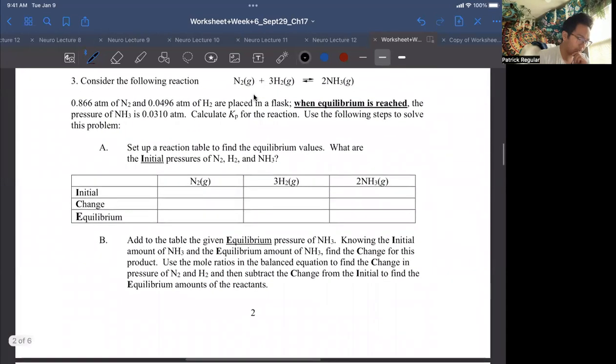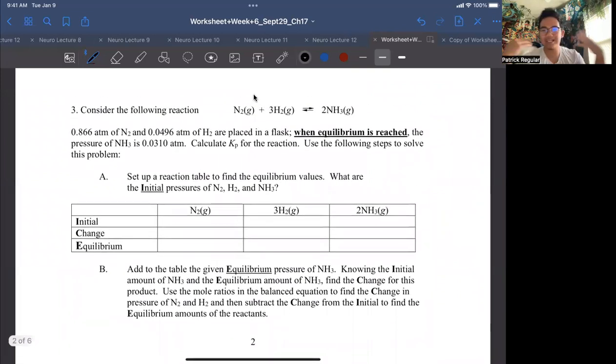All right. Number 3, we will deal with ICE boxes. It's a lot of fun. You'll see a lot of this in test 2 and test 3. So look at our reaction. We have gaseous nitrogen and hydrogen, and we're making ammonia, right? So they're giving us initial concentrations of both reactants. And when equilibrium is reached, they give us the concentration of the product as well. Calculate the Kp.